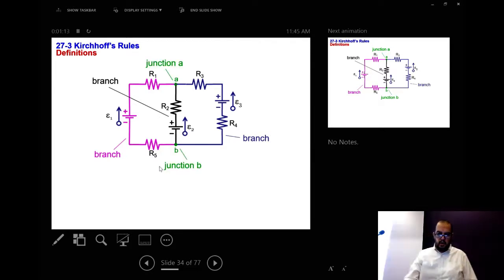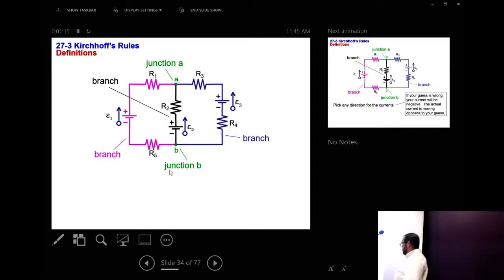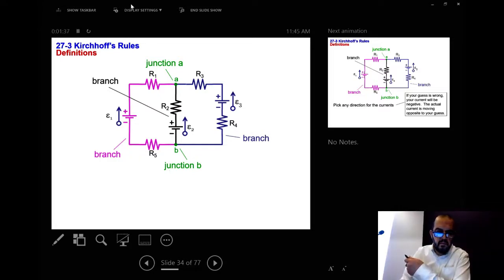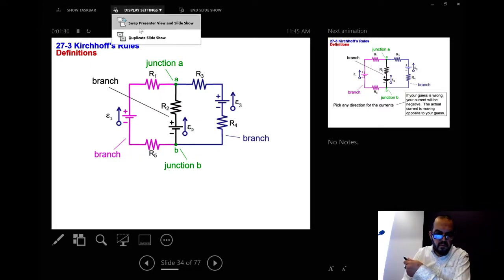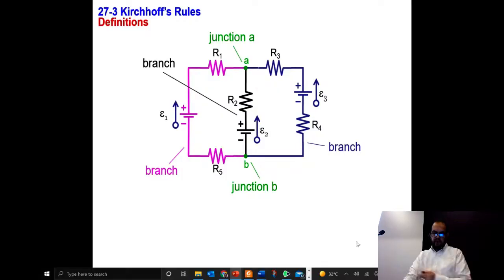Okay. Also, we have 2 junctions in the circuit. A junction is when you have more than 2 branches connected. So here we have 1 branch, 2 branches, and 3 branches. So 3 branches or more connecting at a point, we call that a junction. So we have a junction at point B, and we have a junction at point A. All right, so we have 2 junctions.